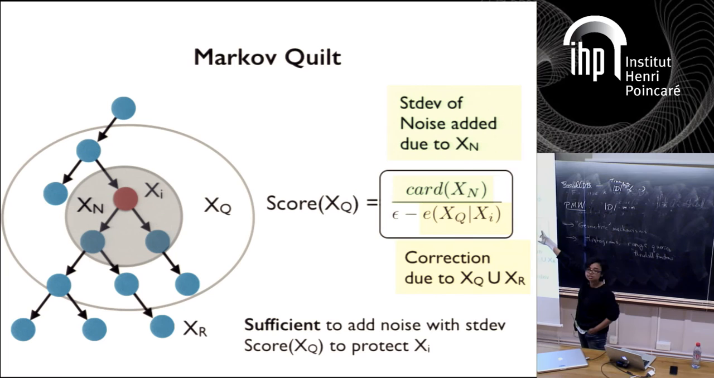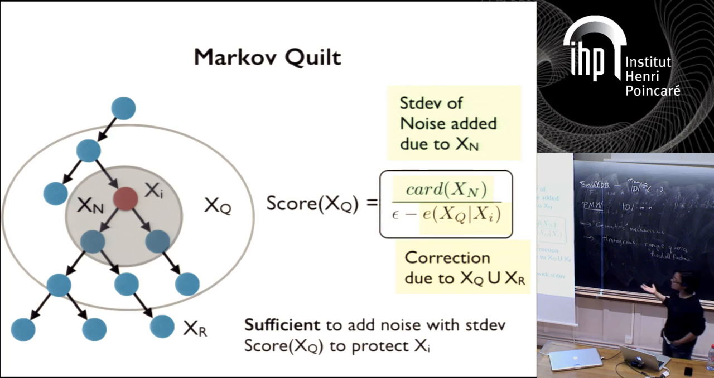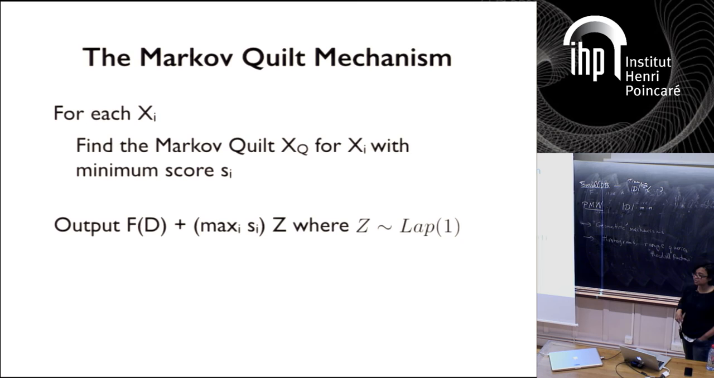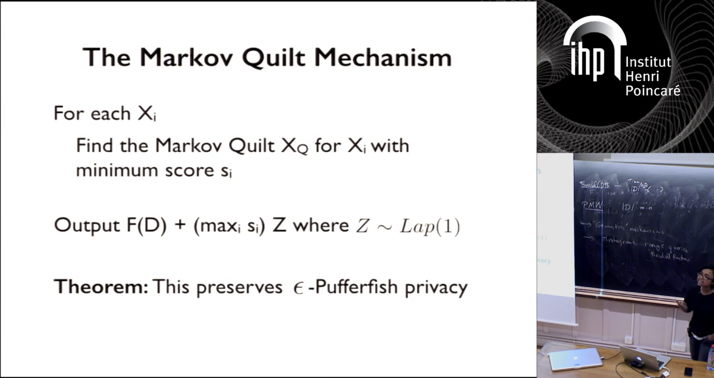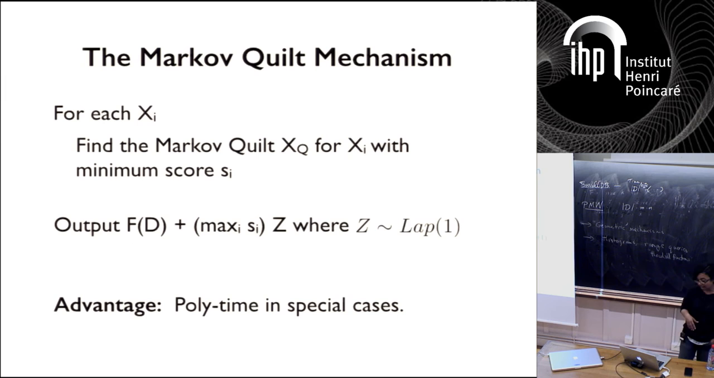Okay, and it turns out we can show as a theorem that if you have a Markov quilt like this, and you add this much noise, then it's sufficient if you want to protect Xi. So if all you care about is protecting Xi, you have this Markov quilt, you add this much noise, and this is sufficient. And so this leads to the Markov quilt mechanism. For each Xi, find a Markov quilt with minimum score, then take the maximum over all i of Si, and add Laplace noise. We can show again that this will preserve epsilon Pufferfish privacy. And the advantage is that, unlike the Wasserstein mechanism, it's going to be polynomial time in special cases.